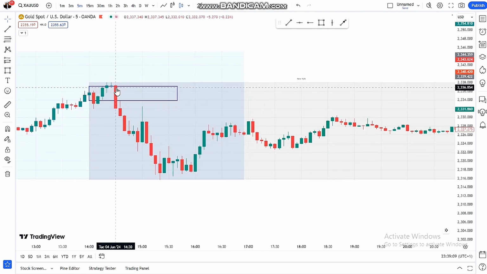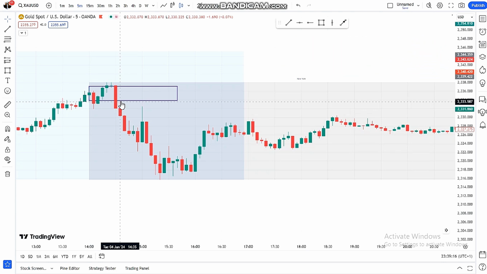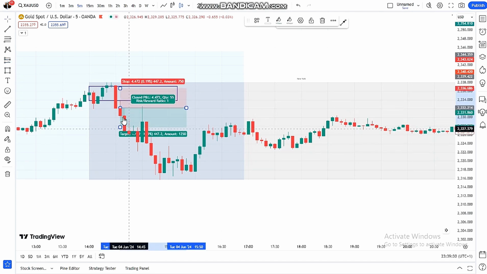Then you wait. It started selling. You wait again. See, this wick is not touching the line. If you check, it's not touching the line. Or you wait for it to close. When it closes above this one, we sell. Put our sell here.